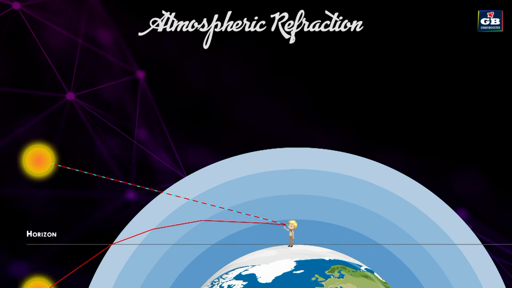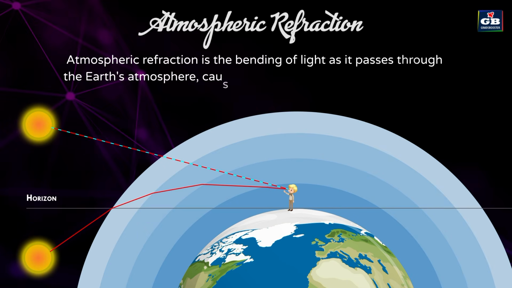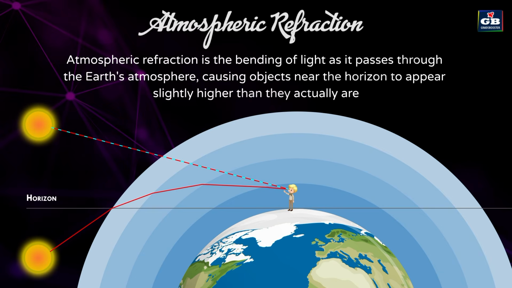Atmospheric refraction. Atmospheric refraction is the bending of light as it passes through the Earth's atmosphere, causing objects which are near the horizon to appear slightly higher than they actually are. Atmospheric refraction means the bending of light when the light passes through the Earth's atmosphere.